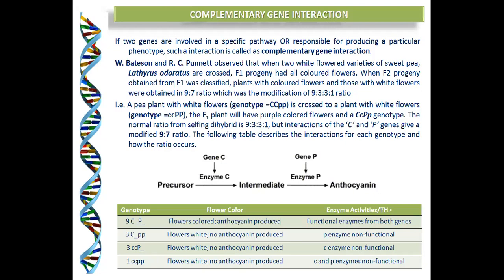If we cross two plants, one is white, another is also white, what color of the flowers will be produced in the next generation? If both the parents are producing white flowers, what will be the color of the flowers of their progeny?